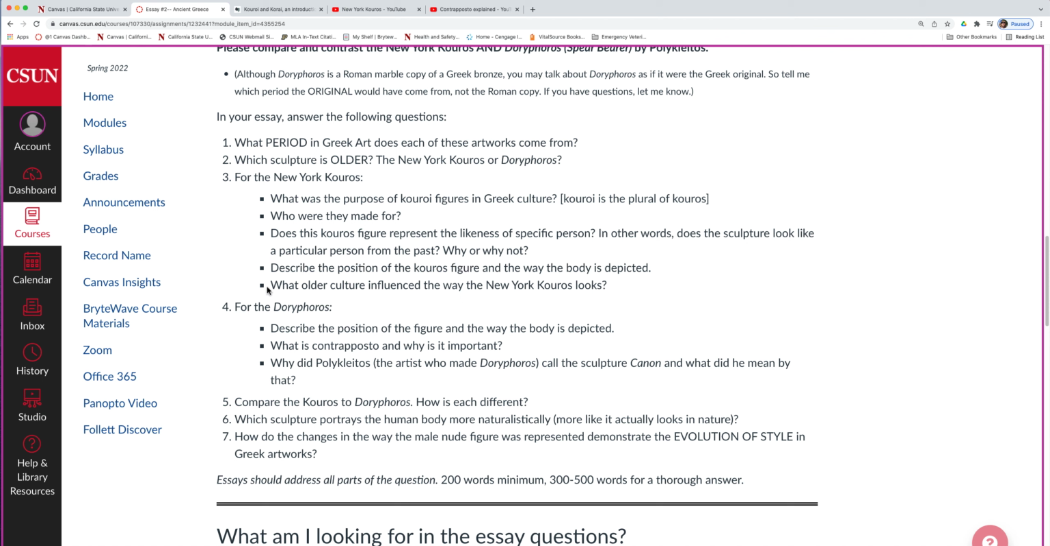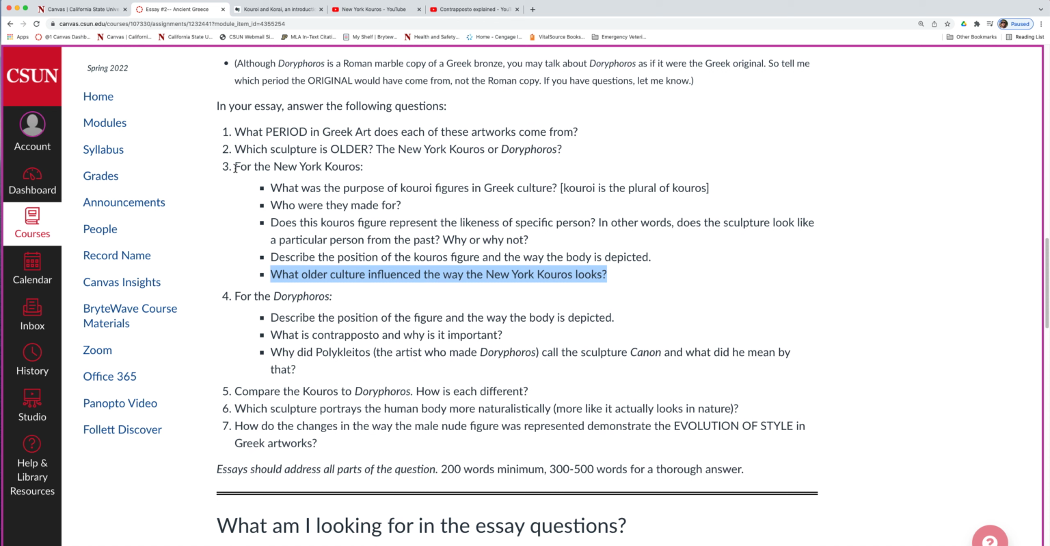And then what older culture influenced the way the New York Choros looks? So the way these chori figures were depicted is based on another culture that the ancient Greeks saw and that influenced them. All right, so that's for the New York Choros.